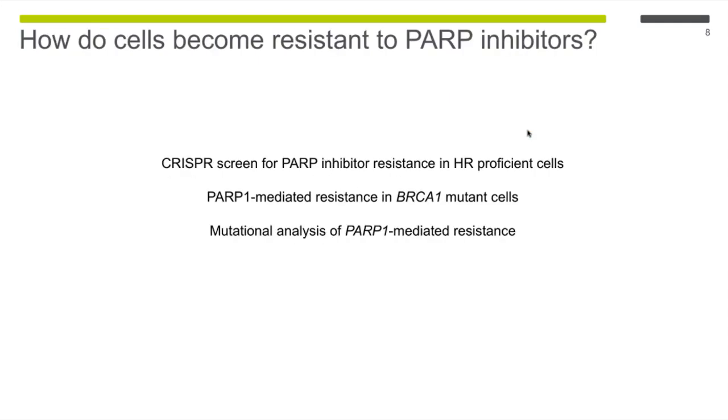So that was really the main question of this study that I'll be talking about today: how can cells become resistant to PARP inhibitors? I'll talk about 3 approaches we've taken to that. The first was a CRISPR screen to try and discover new PARP inhibitor resistance mechanisms. This was done in homologous recombination proficient cells originally, and we've since repeated that in BRCA1 mutant cells as well. This was a genome-wide CRISPR screen and could potentially identify new mediators of PARP inhibitor resistance. Then in the second part of the talk, I'll talk in more detail about PARP1 mediated resistance and different mutations in PARP1 that can cause resistance.